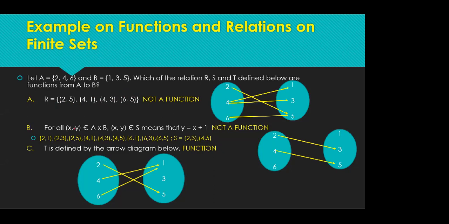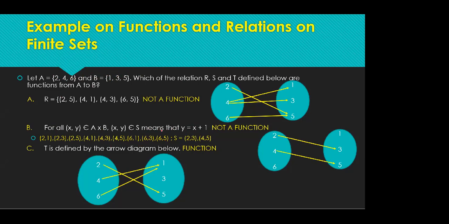So for the second one, for all ordered pairs to be an element of the Cartesian product A and B, the ordered pair x, y to be an element of S means that y is equal to x plus 1. So we have to satisfy this condition. First, we will get all the ordered pairs here: 2, 1, 2, 3, 2, 5, 4, 1, 4, 3, 4, 5, 6, 1, 6, 3, 6, 5.